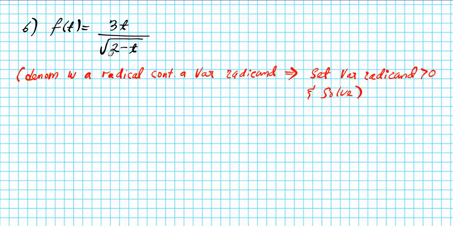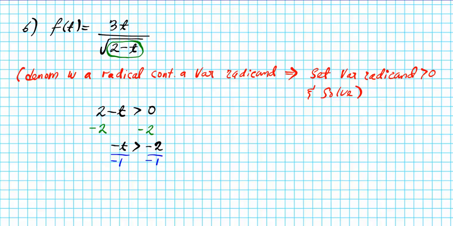So let's go ahead and do that. So you just extract the radicand. Okay, if you don't know what the radicand is, that's the expression that's inside the square root. That, ladies and gentlemen, is your radicand. Okay, so we're going to extract that. 2 minus t, that has to be greater than 0. To get t by itself, subtract 2 from both sides. And then you're left with negative t is greater than -2. And then you divide both sides by -1.